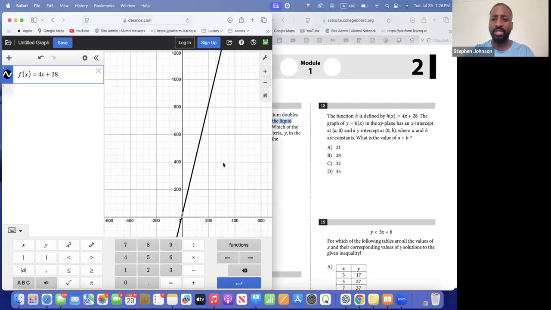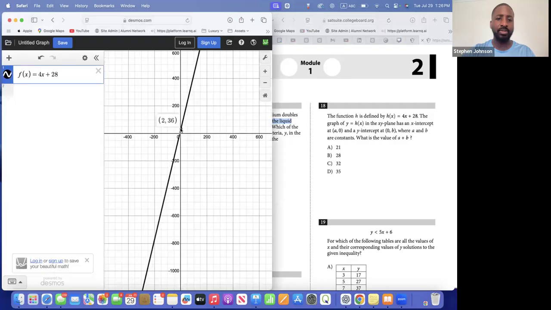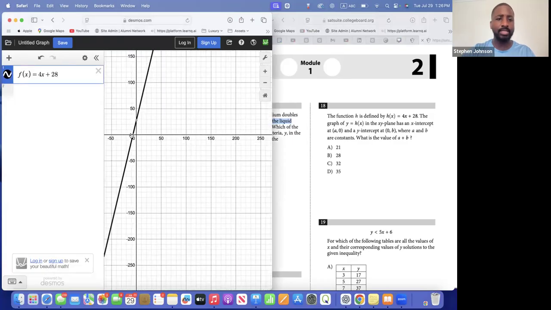It says the graph of y equals h of x in the xy plane has an x-intercept at (a, 0). Many students see that and get confused. Well, if you go to Desmos and plug it in, you see my x-intercept is at (-7, 0), which means that a is actually -7. That's what Desmos just told me.